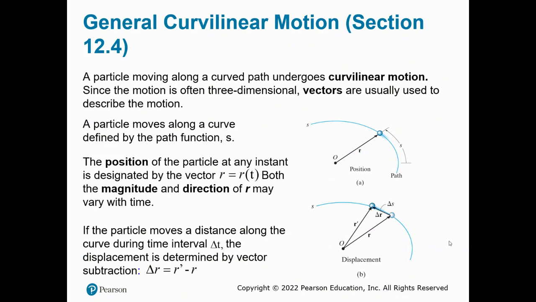Magnitude and direction may change with time. At any moment, the magnitude could change, and the direction could change as well. If the particle moves along the curve during a time interval delta t, the displacement is defined by vector subtraction. So I have a later position r prime minus the initial position r, and that gives me delta r. Keep in mind that this is a vector subtraction instead of an algebraic subtraction. In the diagram, delta r is this portion right here in your triangle.